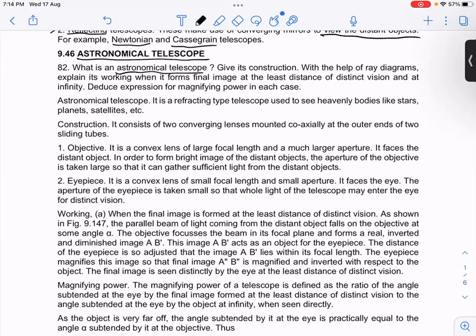So an astronomical telescope is basically a refracting type telescope which is used to see heavenly objects like stars, planets, and satellites. Okay. And when you look at its construction, it consists of two lenses. One is called objective and the second is called eyepiece. Both the lenses are converging lenses which are mounted coaxially at the outer ends of the two sliding tubes.